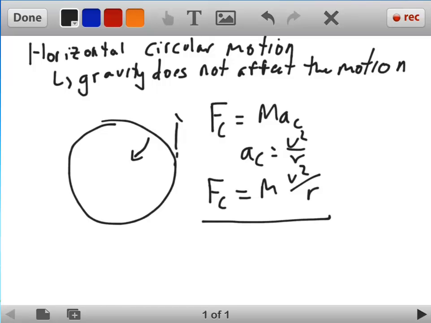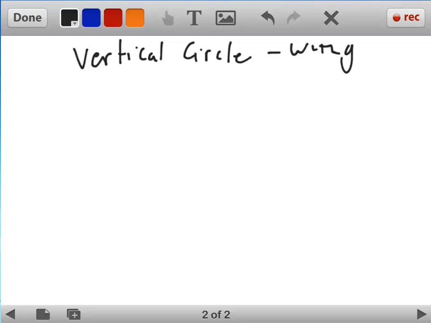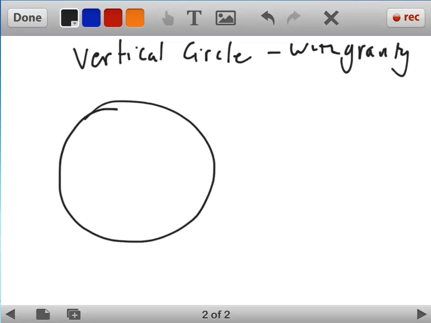Now, there's also vertical circles, and a vertical circle is a little bit more complex because of gravity, and there's just one more step. Basically it's just like before, you just have to keep track of all the forces. So now we have a vertical circle, and if we look right here at the bottom of the circle, if this is a rock being swung by a string, then there's a couple forces that act right here. Mass times gravity pulls down here, and the string pulls up, Ft.